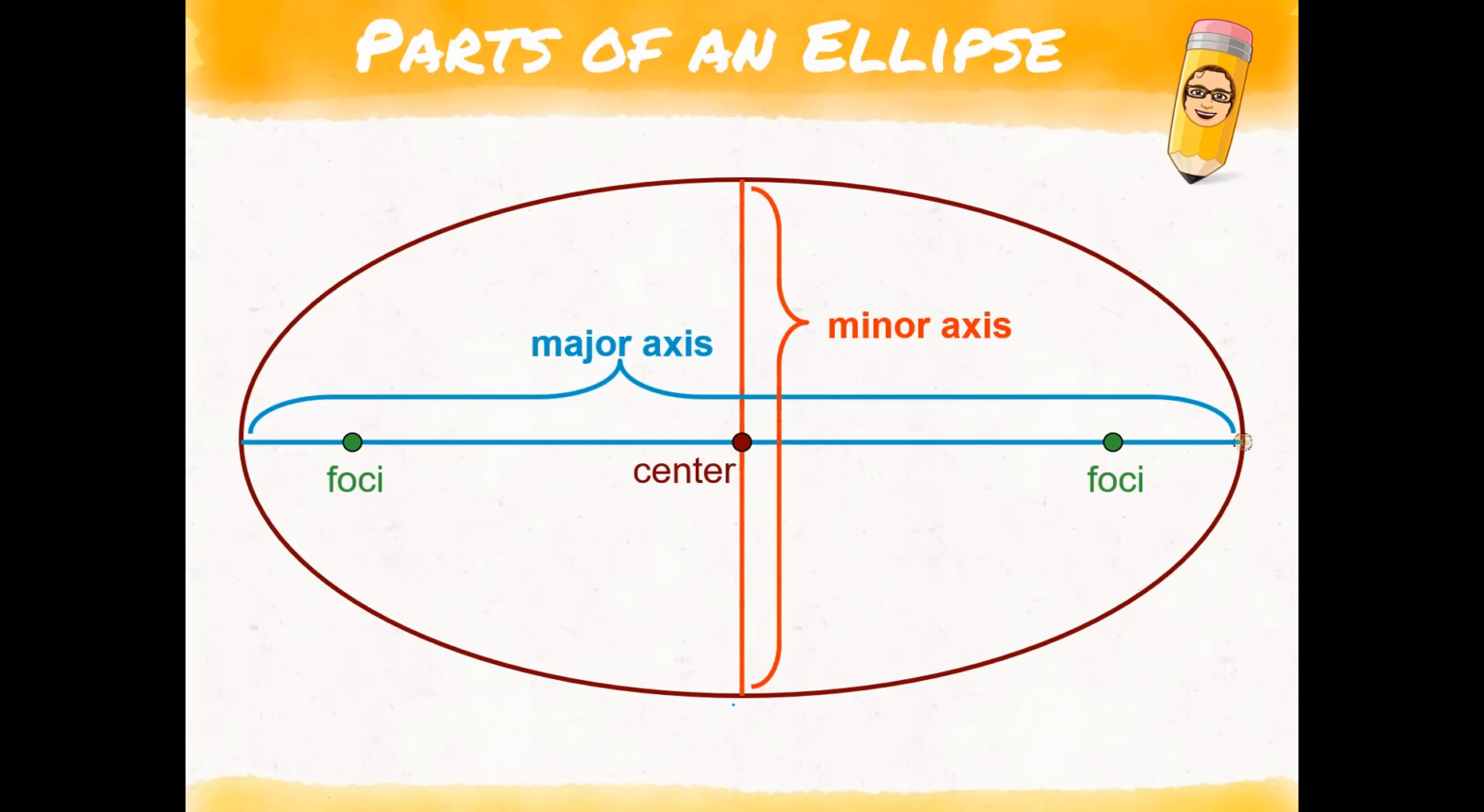Changing colors once again, we have what's known as the vertices. The vertices are the endpoints of the major axis of the ellipse. And then changing color for a final time, we have what's known as the covertices. The covertices are the endpoints of the minor axis. So in this case, our covertices were up and down, and our vertices were left and right.